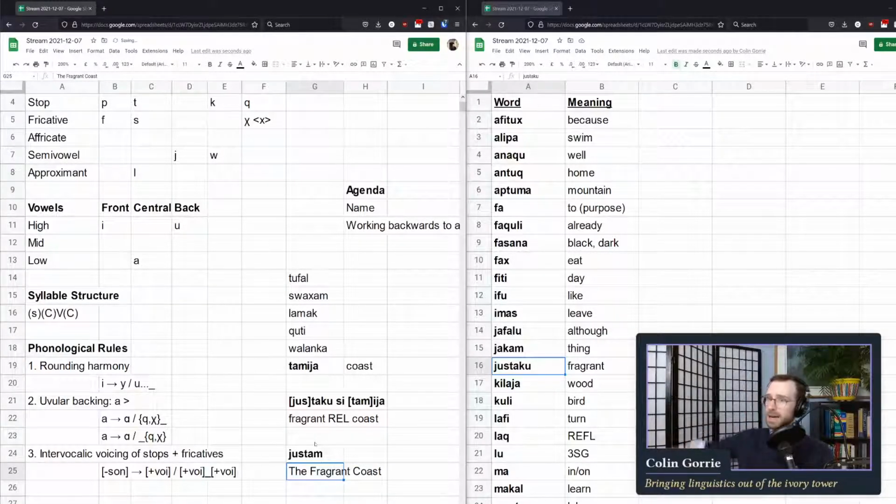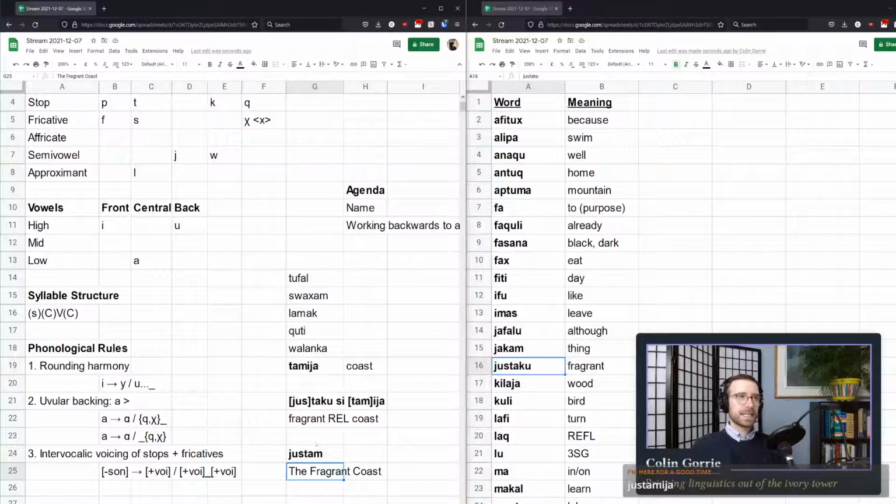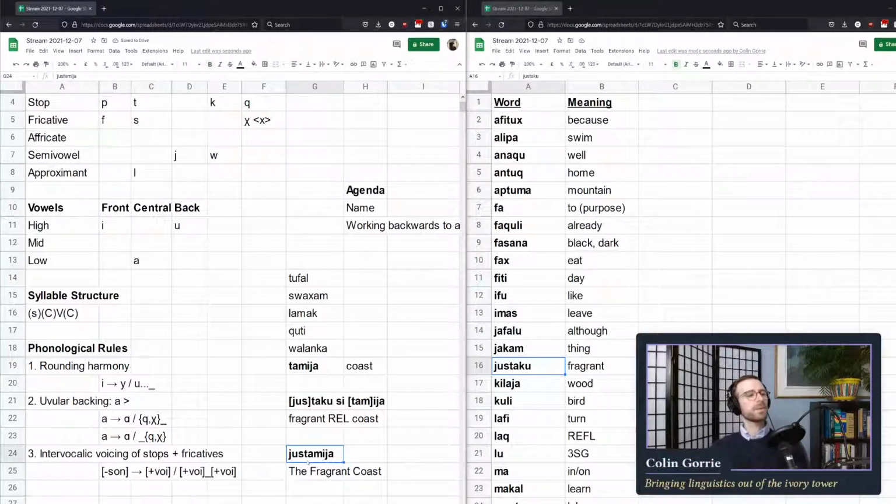Maybe a long time ago it meant the fragrant coast, and now it's become worn down, and you can still see remnants of it in the word Yustaku and Tamiya. Maybe that's what happened. Yustam. And because it is an adjective, we would need some morphology on the end. Yustamiya. I like that. I think we can use that. Yustamiya.